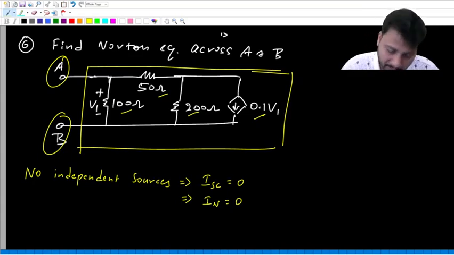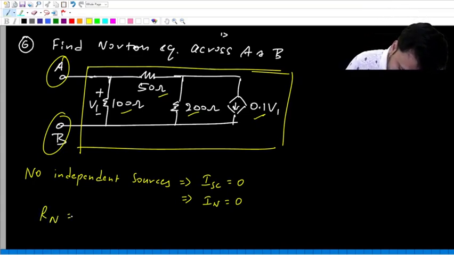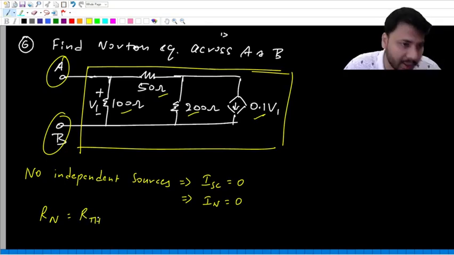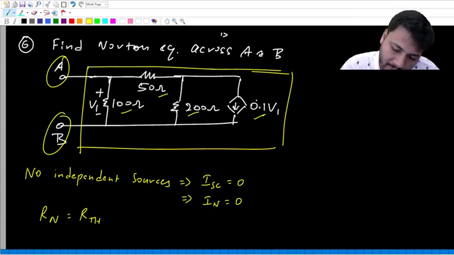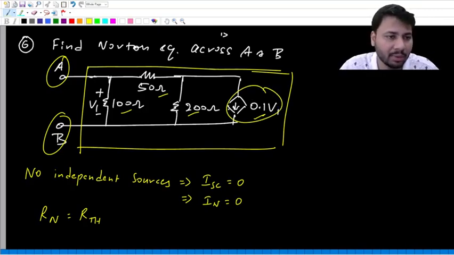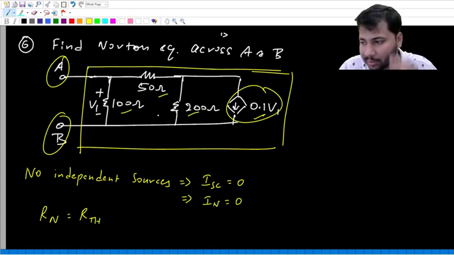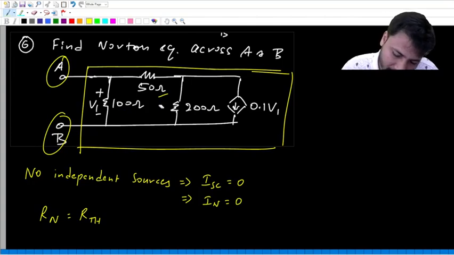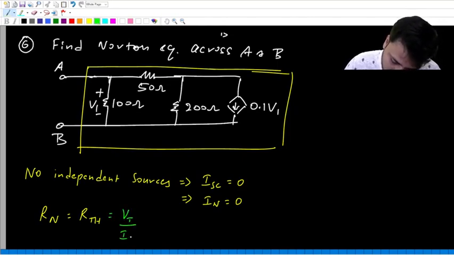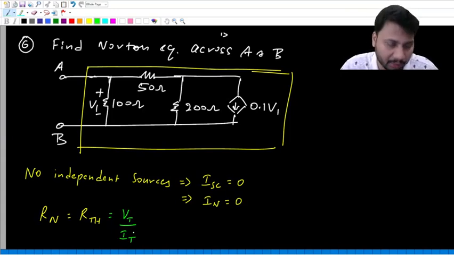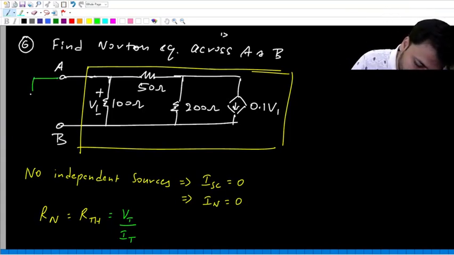So now the only thing we have to find is the Norton resistance. And remember, the Norton resistance is the same as the Thevenin resistance. So finding RN is the same as finding the value of RTH. Again, because of this dependent source, we cannot find R equivalent by using series parallel combination. You have to use the VT-IT method. So let us find RTH using the VT-IT method.